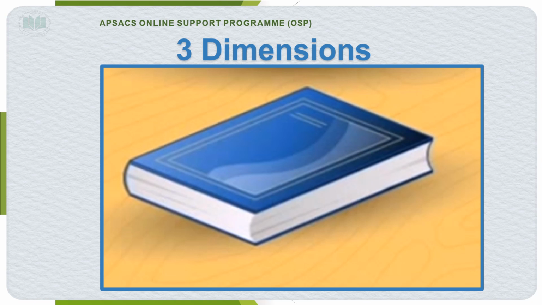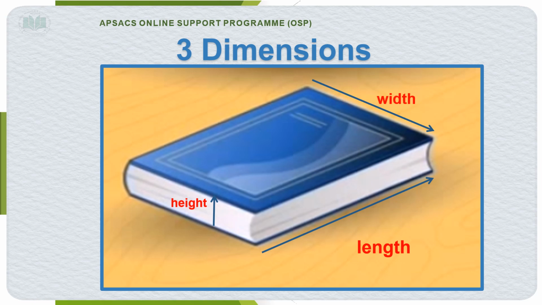Now I want to introduce the term 3 dimensions. What is the meaning of 3 dimensions? 3 dimensions means the 3 directions. The 3 directions are height, length and width. Let's see. This is the height of the book. This is the length of the book. And this is the width of the book. So these are the 3 dimensions. So the 3 dimensions are always measured in the same units, that is meter or centimeter, depending on the object. Is it clear?